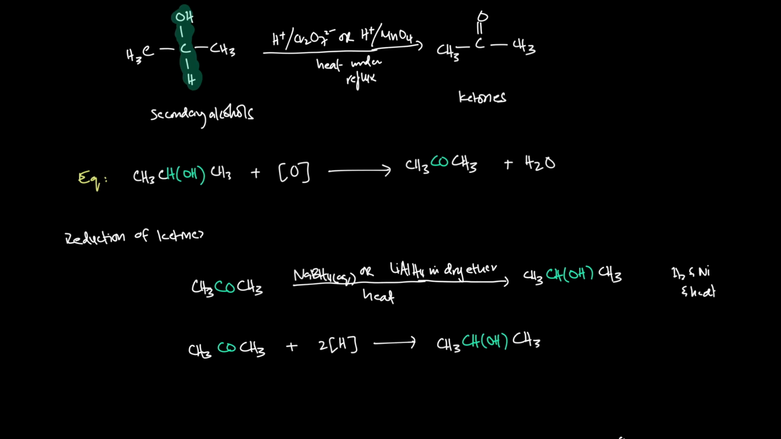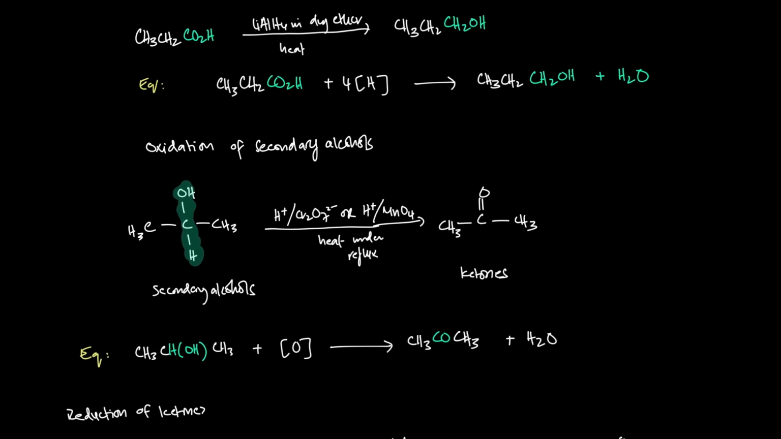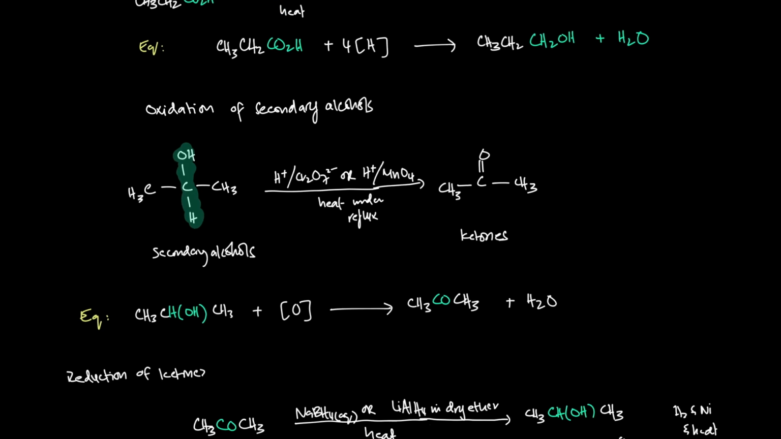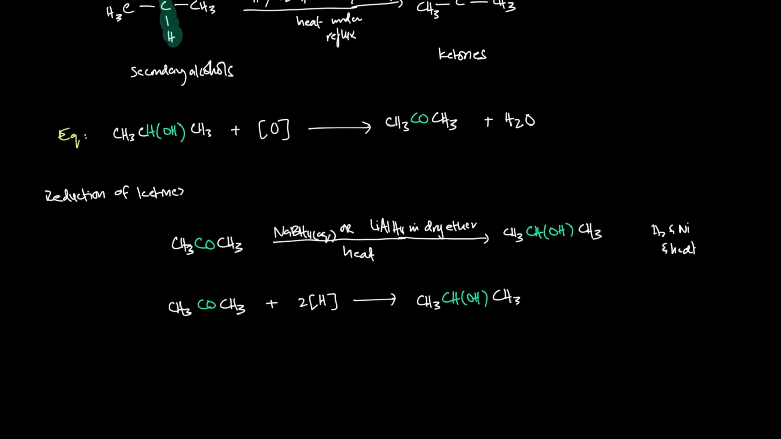The last thing I want to note here, before I move on to the tertiary alcohol part, is that for the reduction of carboxylic acids, NaBH4 doesn't work, and hydrogen and nickel doesn't work either. You can only use this reducing agent, which is lithium aluminum hydride, all right?